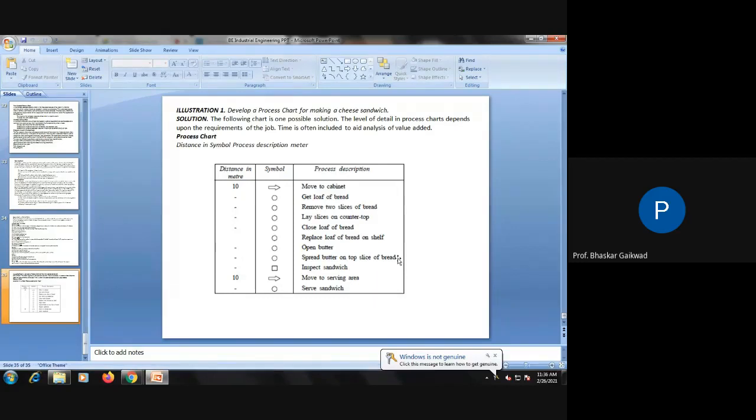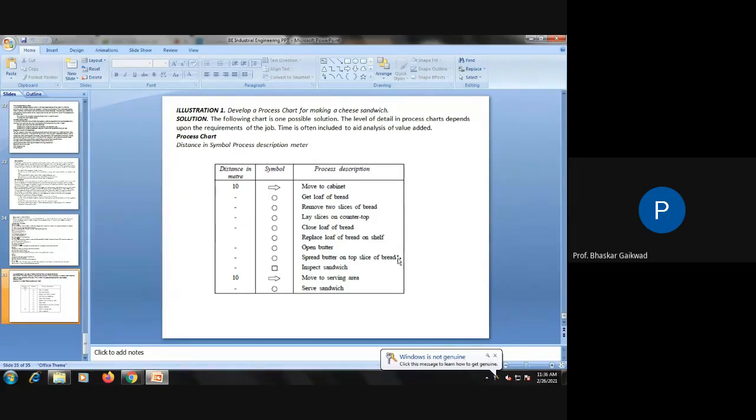Within this chart, only two symbols have been used. One is the operation symbol, which is a circle, and the other is transportation, an arrow. These two symbols are used in our operation process chart. Only two symbols, not more than two. Okay, you can take the next example, your workshop job.